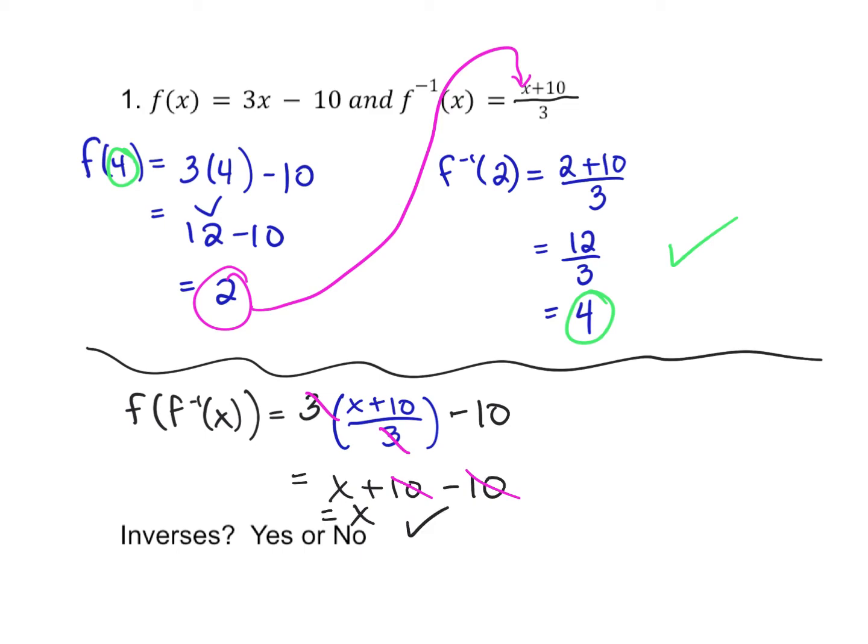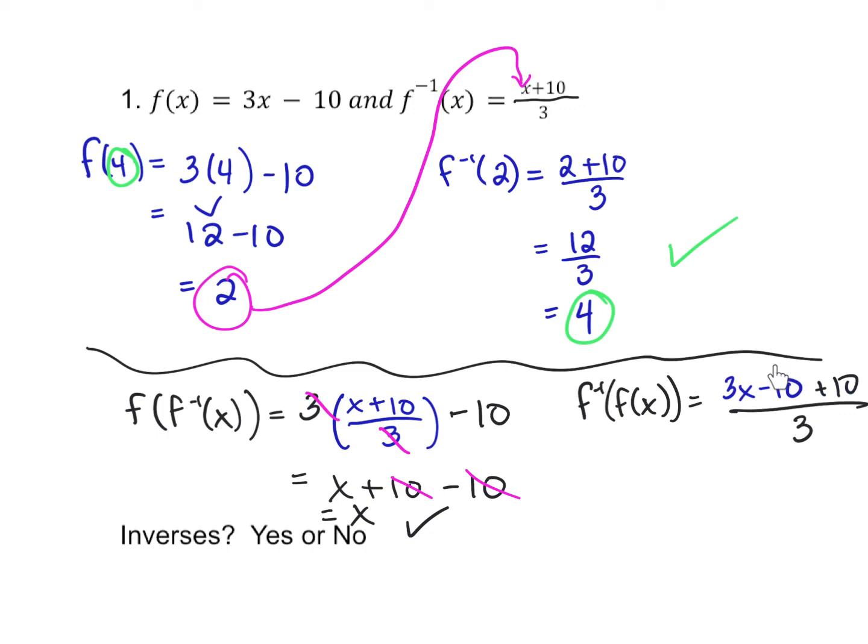If I wanted to do it the other way around and put f inverse of f of x, I can take my original function, 3x plus 10, and put it in for x in the inverse function, and the same thing should happen. So instead of x, I'm going to put 3x minus 10, and then I'm going to put the rest of this function, plus 10 over 3. Then I'm going to simplify it from there.